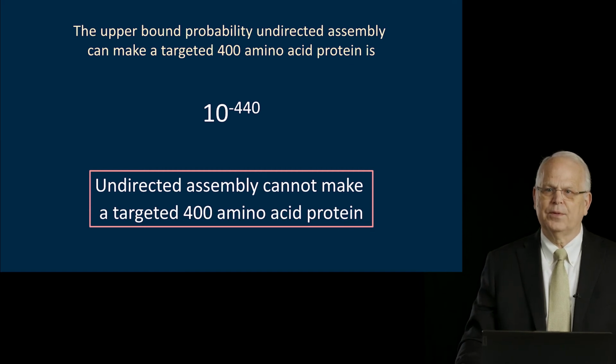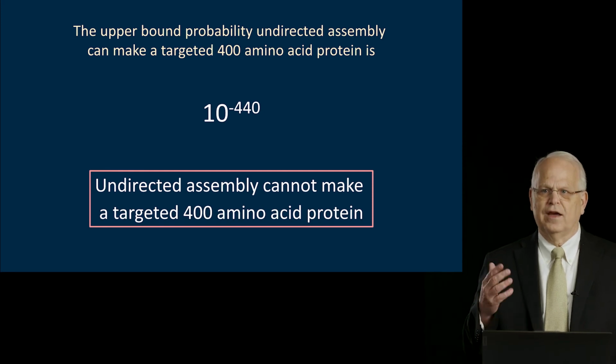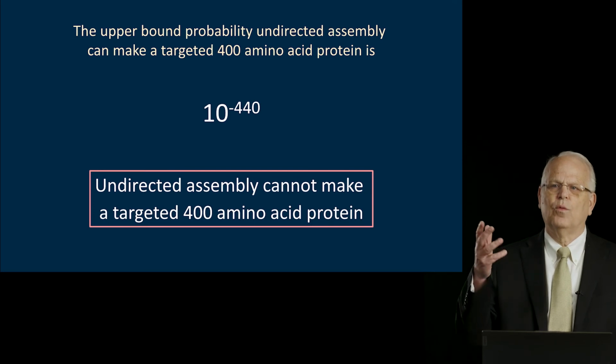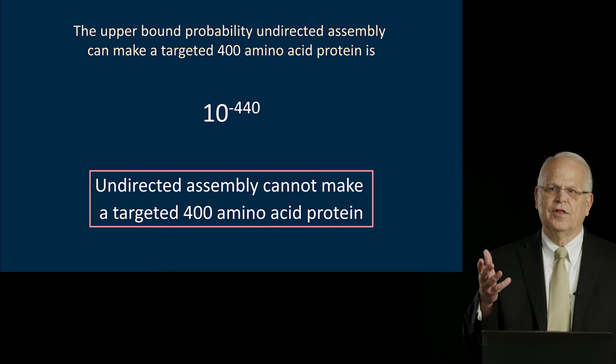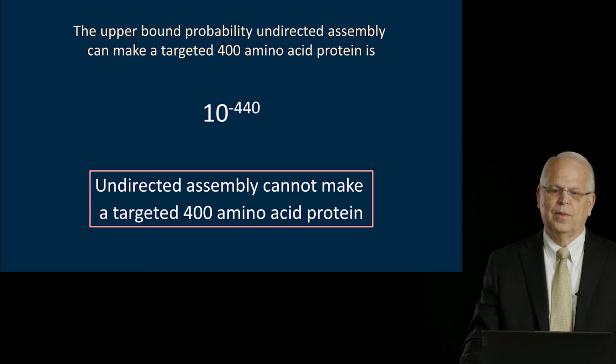It cannot happen. Undirected assembly cannot make a targeted 400 amino acid protein, and this is the probability of it happening. So we don't have to be vague. We don't have to say it seems that one expert disagrees with another expert. We have a probability that's calculated that says what is the likelihood that this would happen, and this probability is 10 to the minus 440.